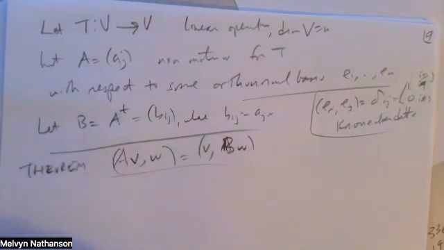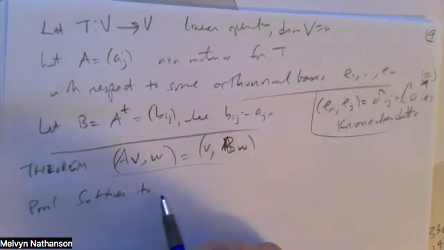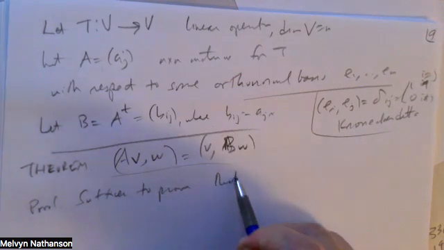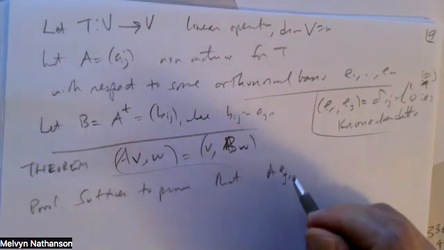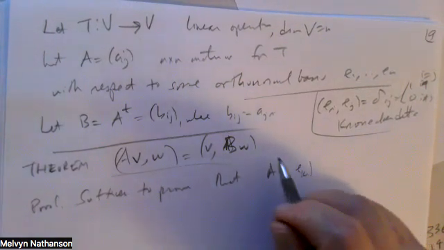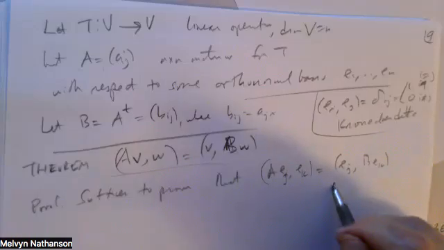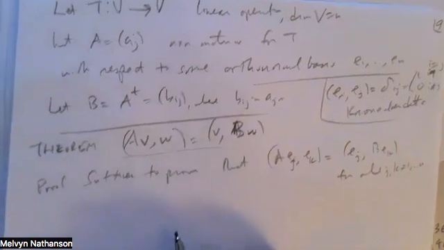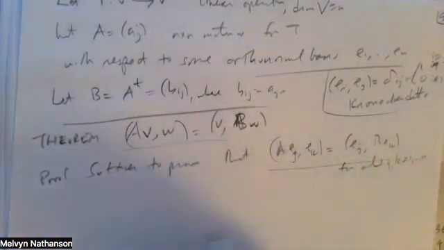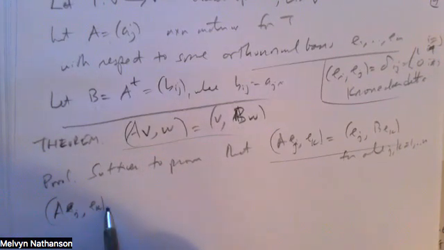And to prove this, it's enough to prove this for basis vectors. So proof. It suffices to prove that AEJ inner product with EK is equal to the inner product of EJ with B of EK for all J, K going from 1 up to N. So the way to do that is just do this computation. What is the inner product of AEJ with EK?